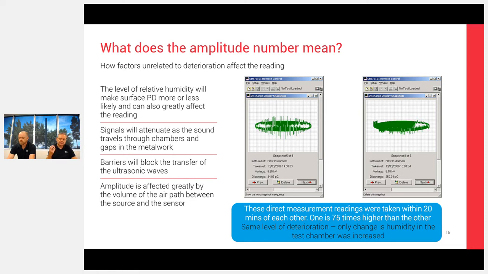So the discharge itself and the level of degradation is not dictating the amplitude. On top of that, you've got things such as, if you've only got a small air gap, you're only going to get small amounts of sound out. Barriers will block the transfer of waves. So overall, putting an assessment of the seriousness of ultrasonic testing just by the number is a very, very difficult thing, and probably an erroneous thing to do.